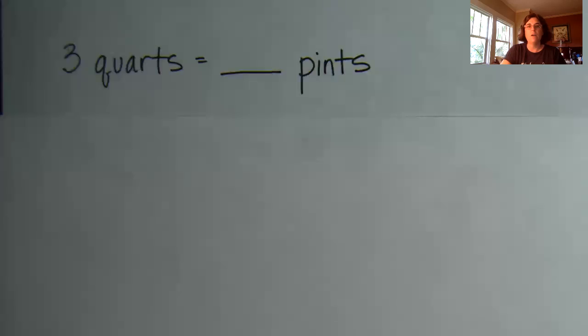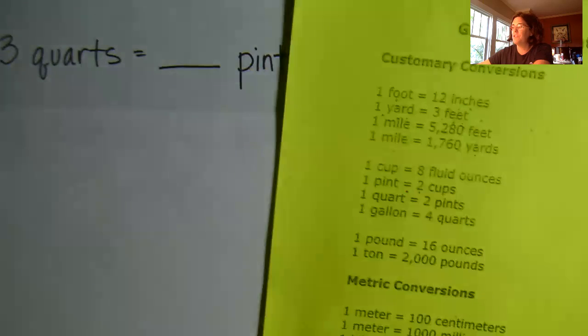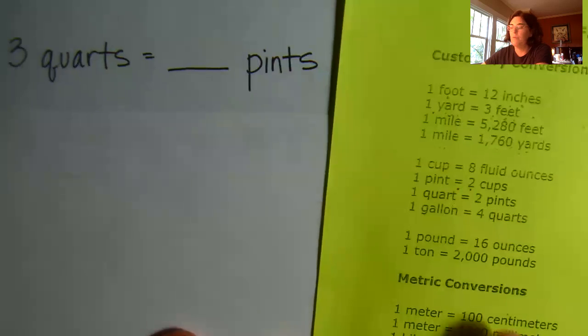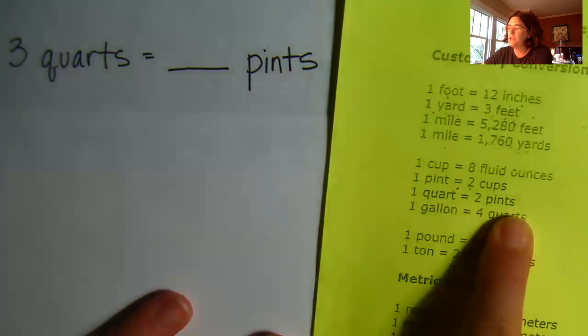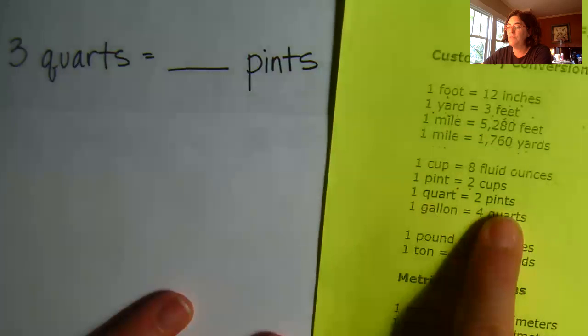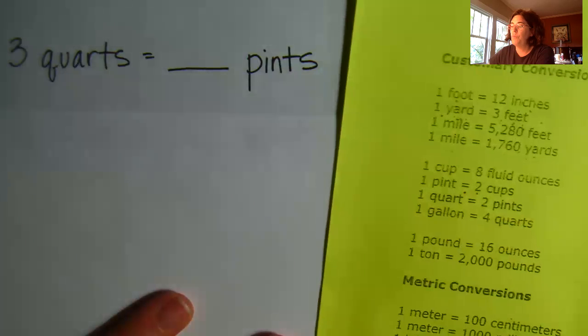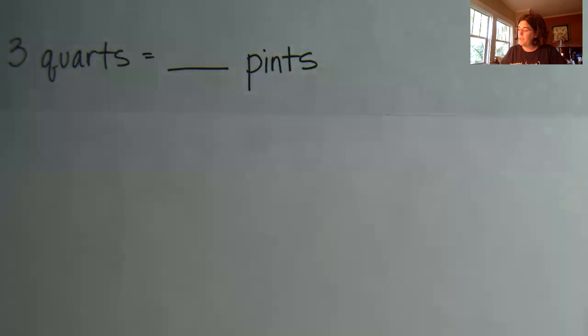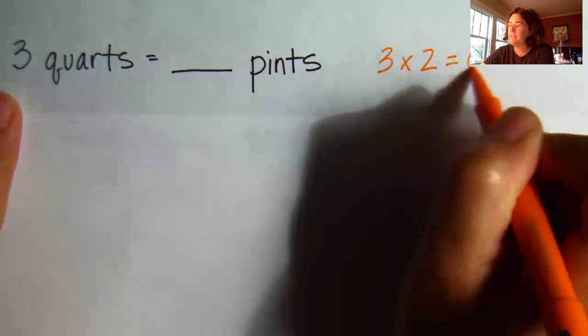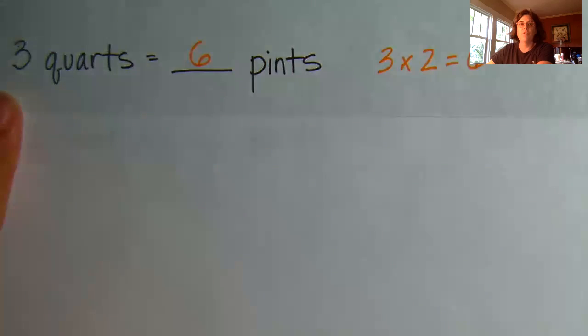3 quarts equals how many pints? Now we're going to go ahead and take a look at our conversion sheet. And here I see that 1 quart equals 2 pints. So I'm going from a bigger unit of measure to a smaller unit of measure, which means I'm going to multiply. So because 1 quart equals 2 pints, I'm going to multiply 3 times 2 and get 6. So that 3 quarts equals 6 pints.